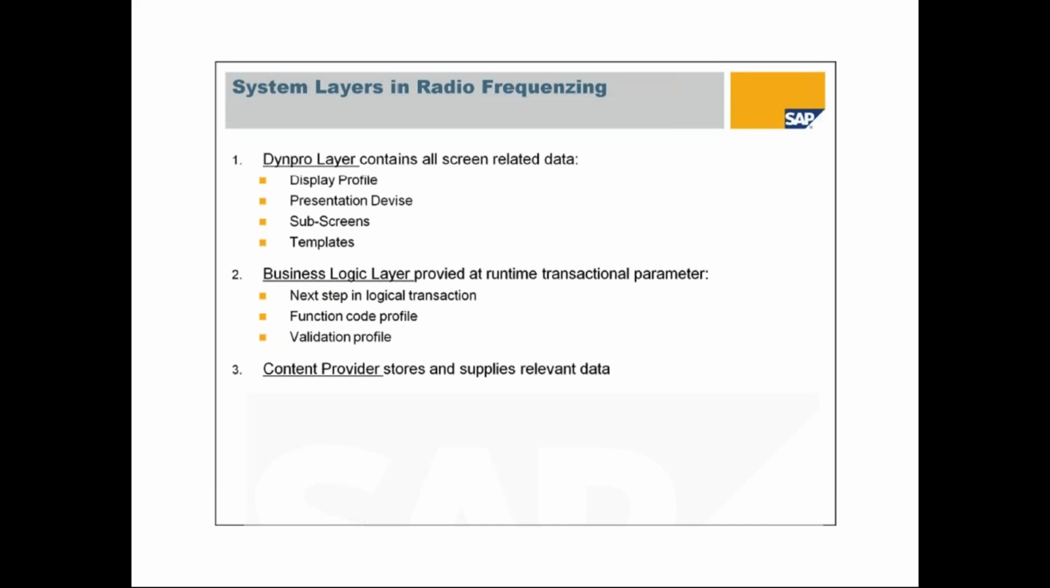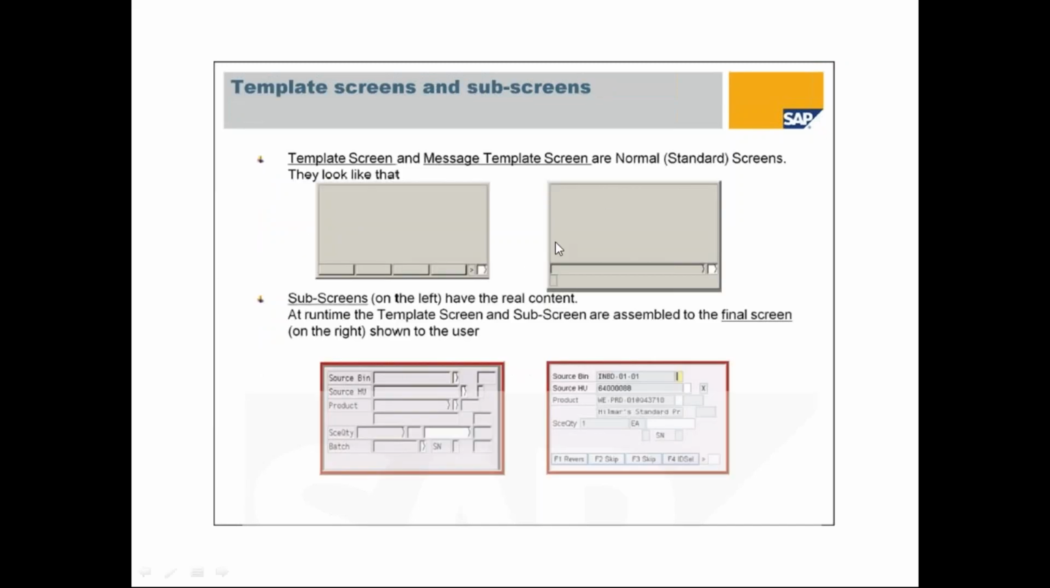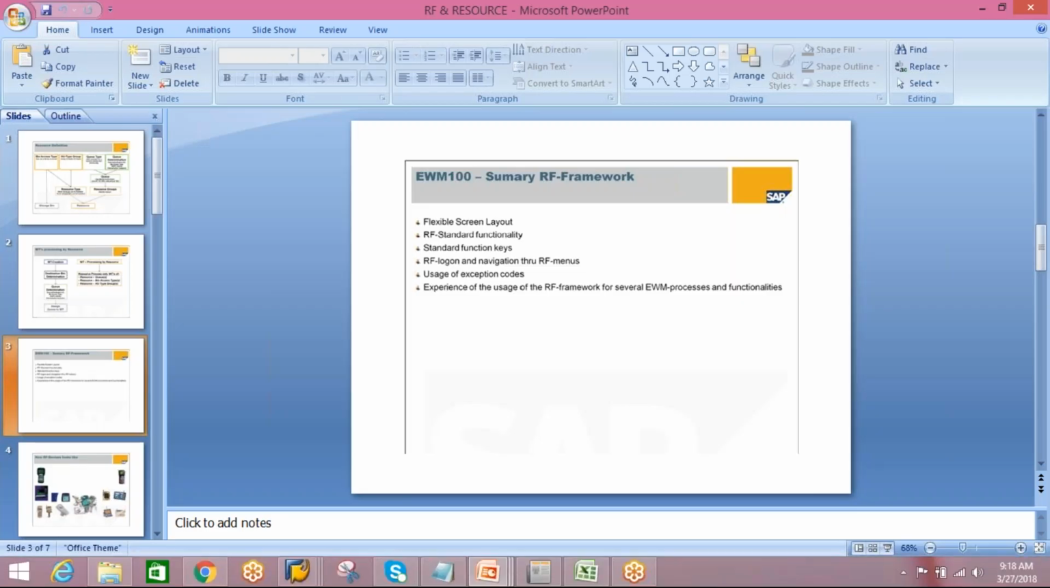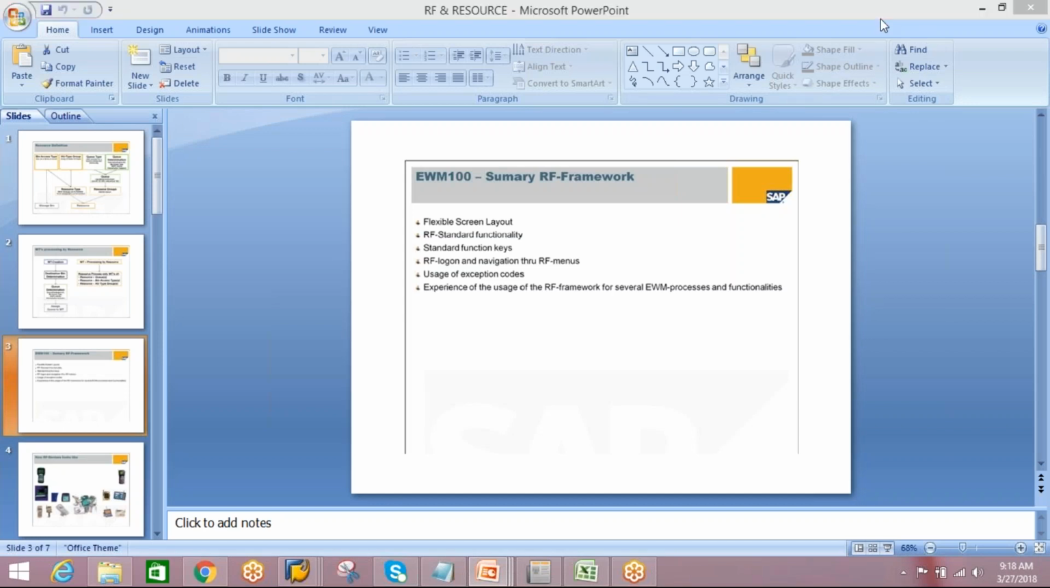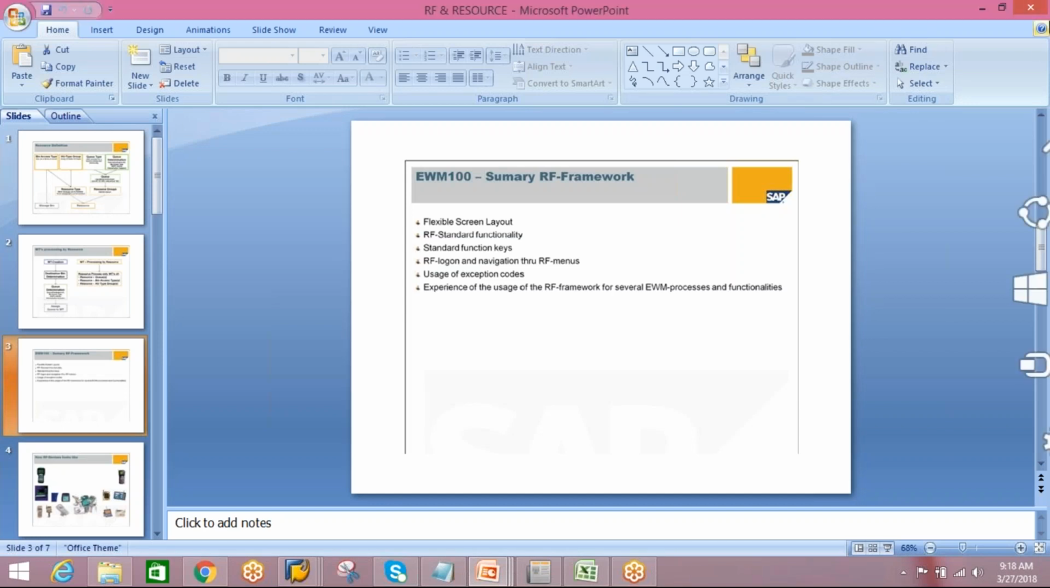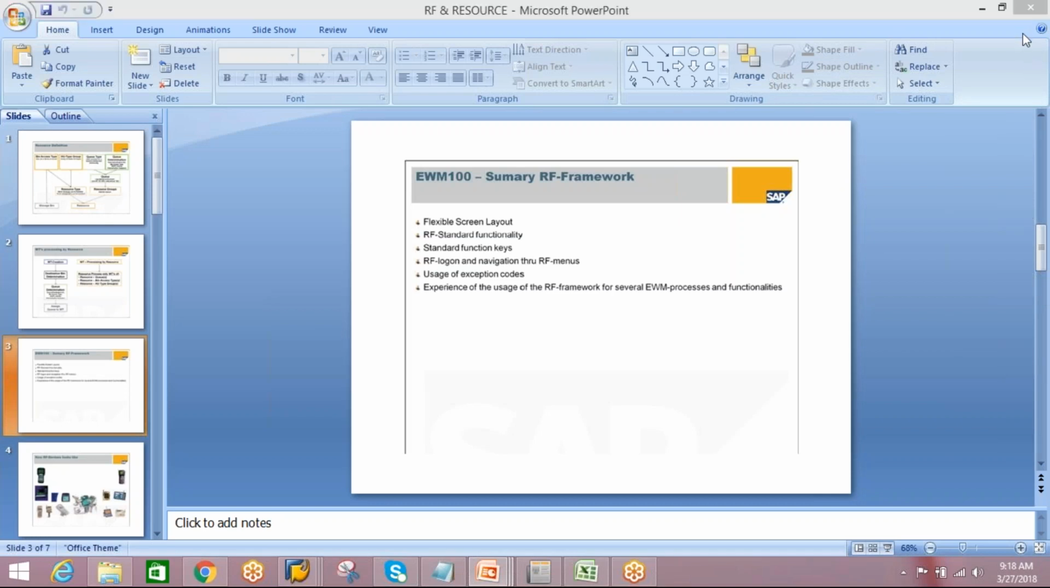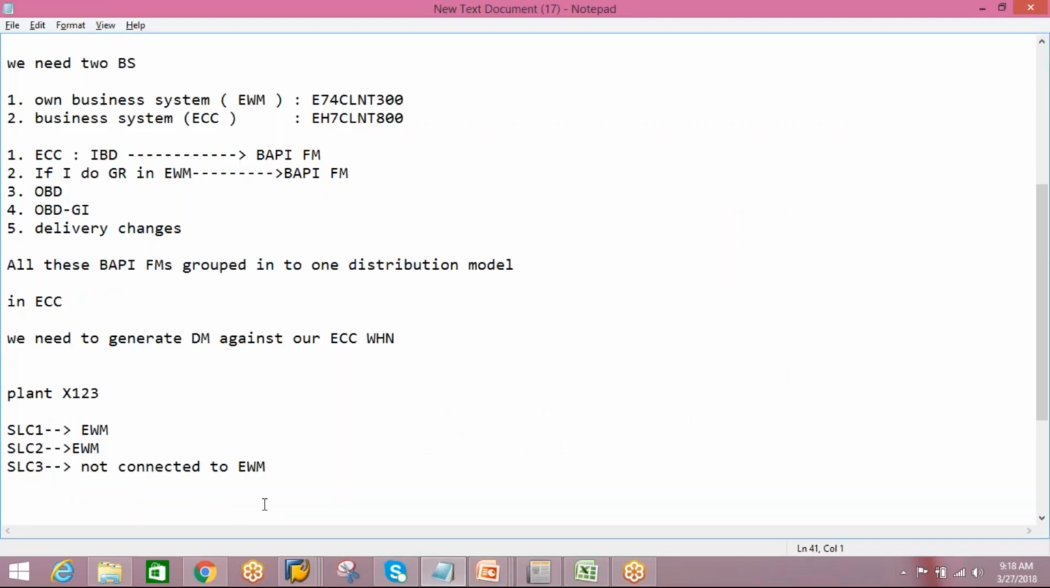Next, see here, normally template screens and subscreens look like this. Standard template screens are there. With those standard templates, if we require, we can change them accordingly with different fields, and it is possible to suppress some fields, etc. We can see this within the system. And coming to RF, we need to talk about two managers.